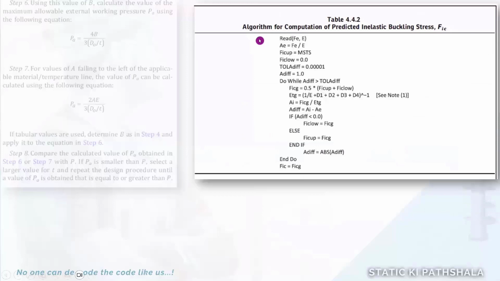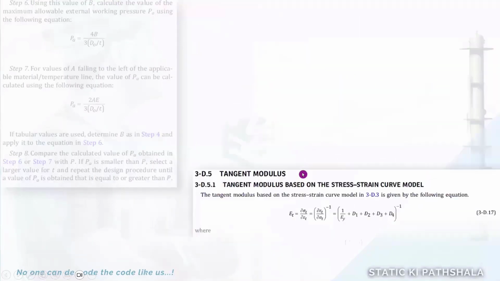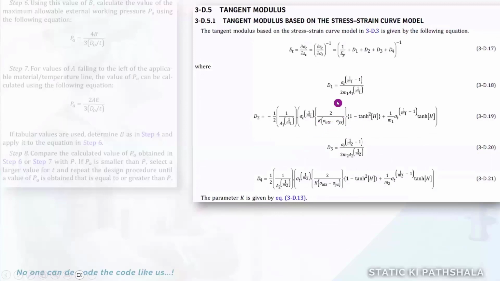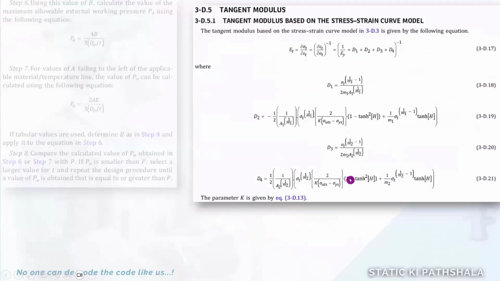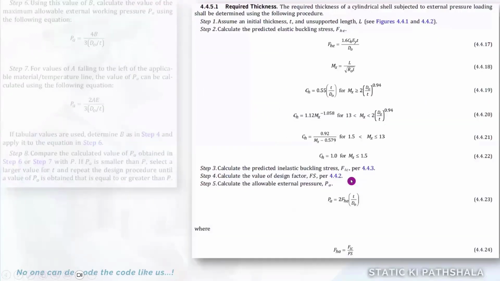But here comes the iterative method, right? Here it is pretty simple. Though it is also iterative, we are not going to use such loops or computer programs to calculate the value of FIC, because FIC depends upon two parameters, and these two parameters again depend upon one another. So it is a deadlock. We have to go through multiple iterations to get the equation solved, and only then we get the value of FIC. Once FIC is known, you can calculate the allowable pressure. So this is the procedure given.